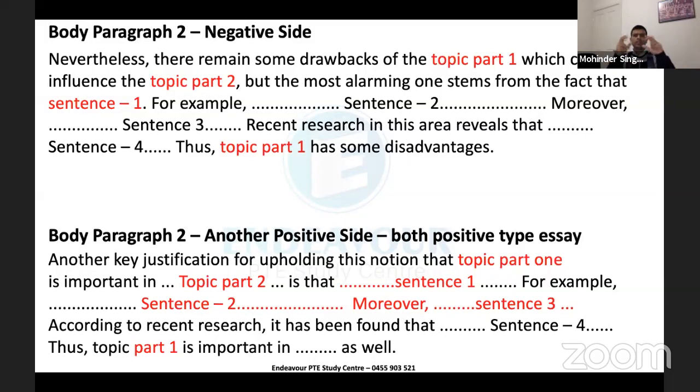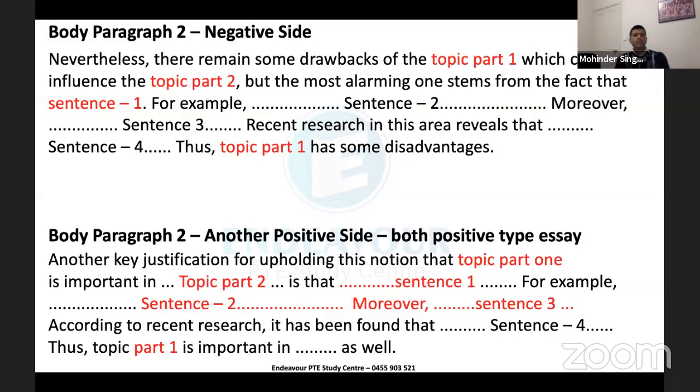Then in the cases where you're only discussing positive, for example, if the set topic was only to discuss the advantages of XYZ, whatever your noun phrase was, in that case you can start with a sentence beginning like this. Another key justification for upholding this notion that topic part one is important in topic part two is that, and then you can connect another sentence. Feel free to tweak that sentence a little bit to fit what you want to say. There's no hard and fast rule that you have to necessarily write this.